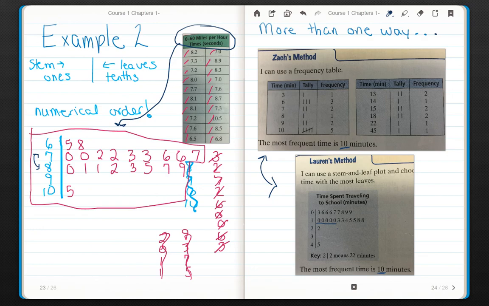Sometimes you get to pick. However, in this lesson, we're picking a stem and leaf plot. So that's it for today. Please do the QCs and the CYU, and we will go over it tomorrow.